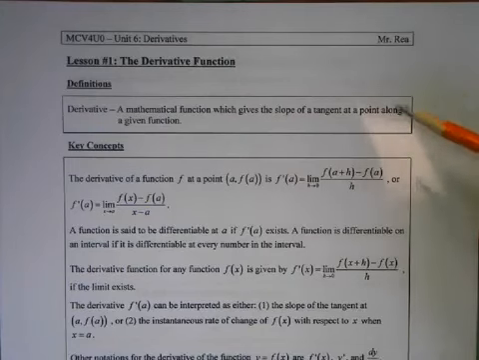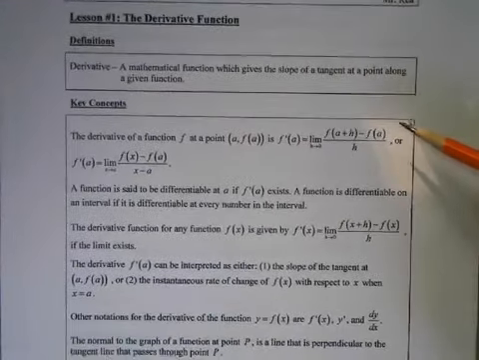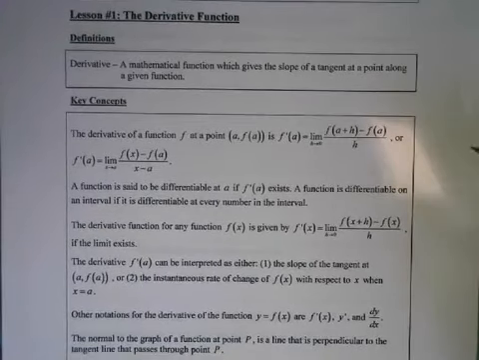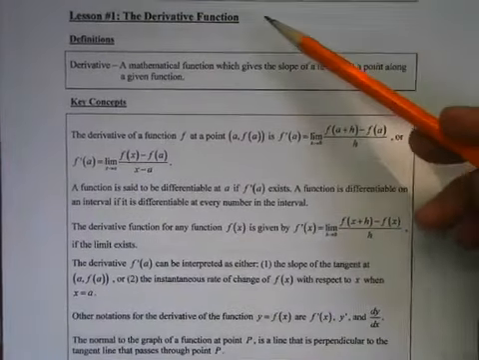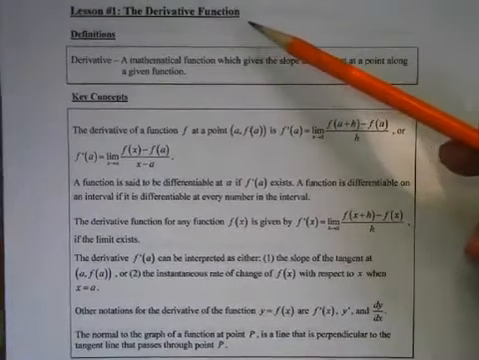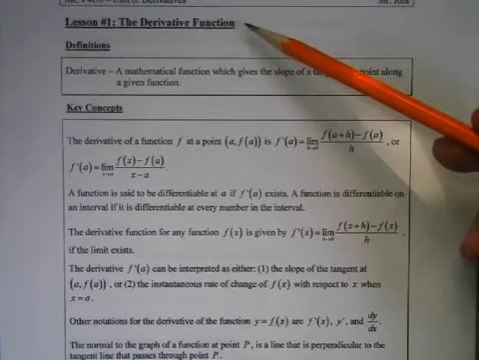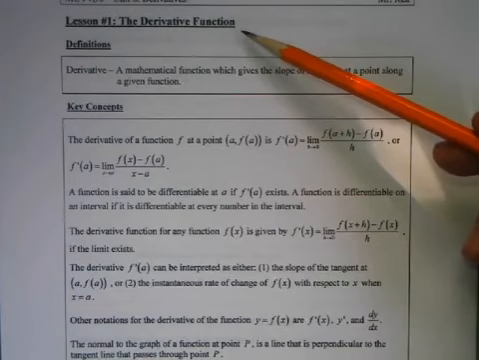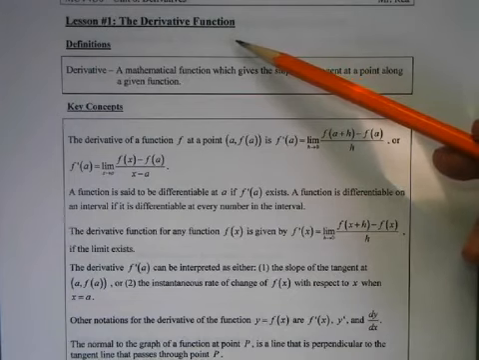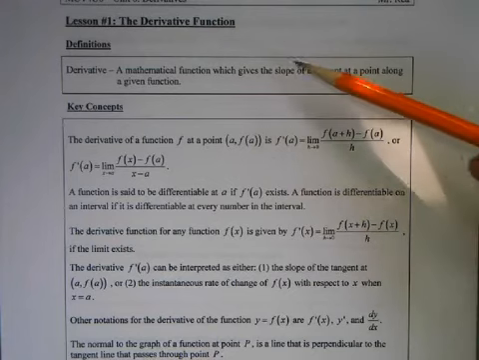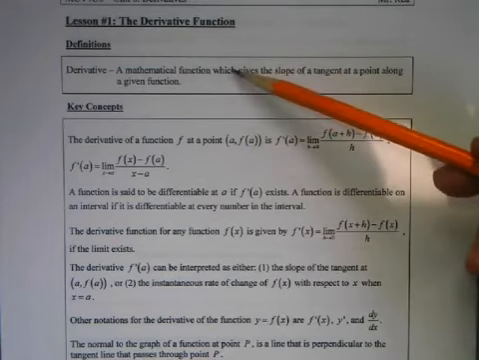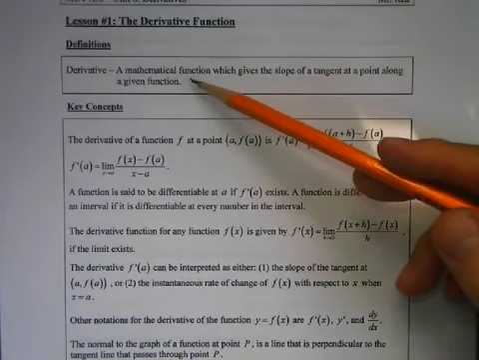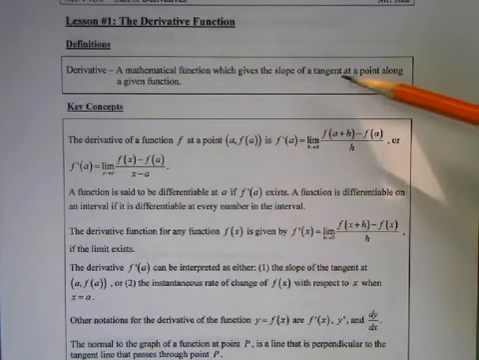So what's a derivative? Well, you guys have actually been doing derivatives without knowing that they were derivatives because, of course, we didn't call them that. But the best way to think of derivative, it's a function, as you can tell by the title here. Just like you have a square root function and a sine function and all sorts of different math functions, the derivative is another function. So what does the function do? Well, it gives the slope of a tangent at a point along a given function. And we've been doing this.